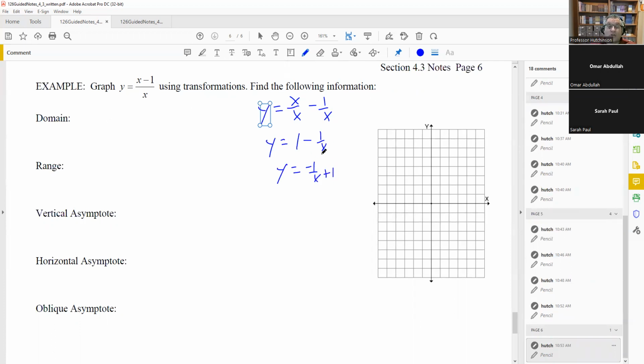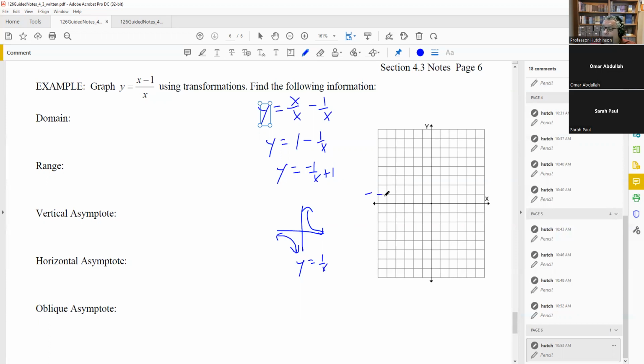Now what this is telling us to do is take the original graph of 1 over x, flip it over the x-axis, and then move it up 1 unit. So that's what's happening on this particular one. Now, this is what the normal graph of y equals 1 over x looks like. It's telling us to flip this graph and then move it up 1 unit.